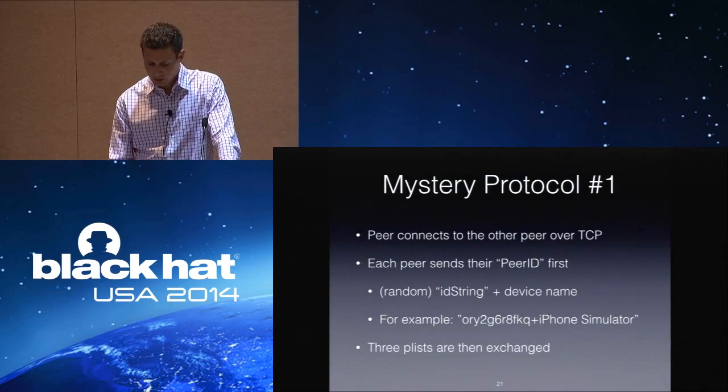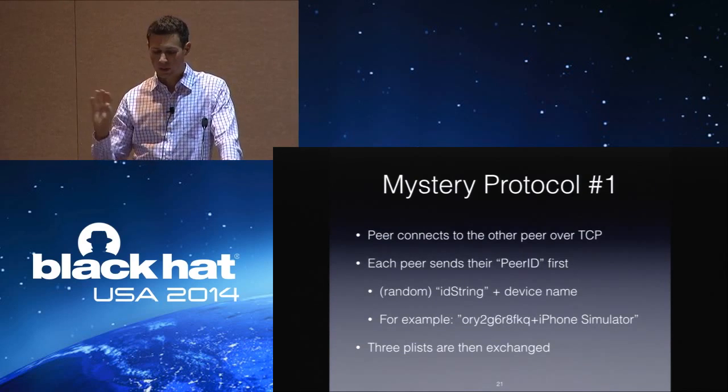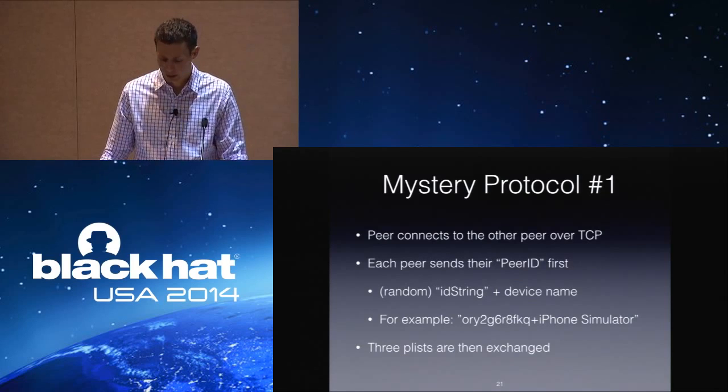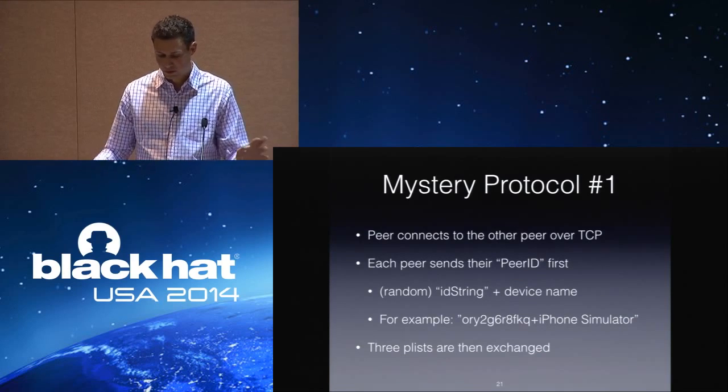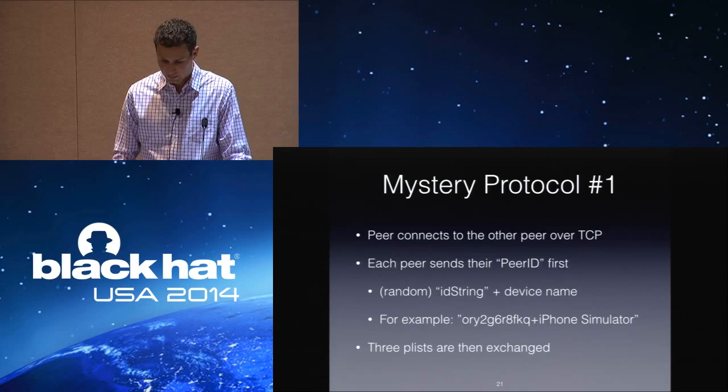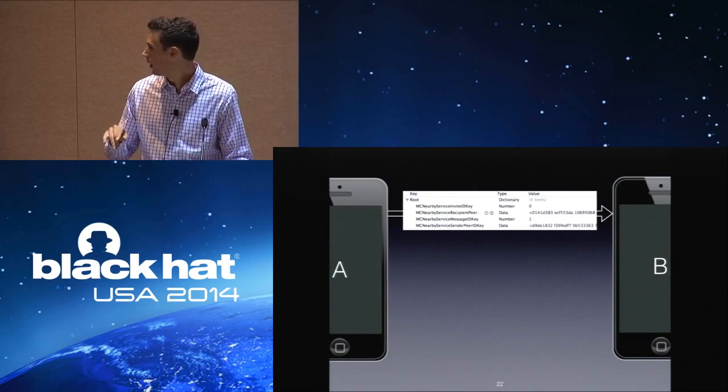So looking at the protocol, the first two things: each peer exchanges what's called their peer ID, which is their name, iPhone simulator, plus some kind of random string. So, 123 G something. That's a peer ID. And then they exchange three p-lists. Again, p-lists are key value pairs.